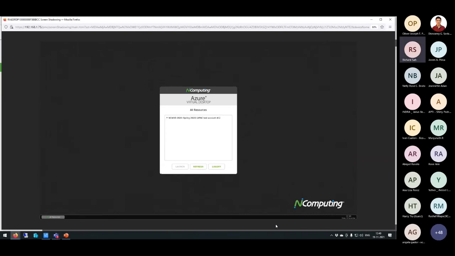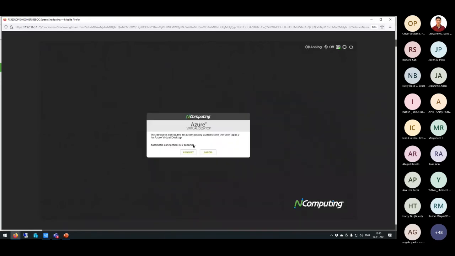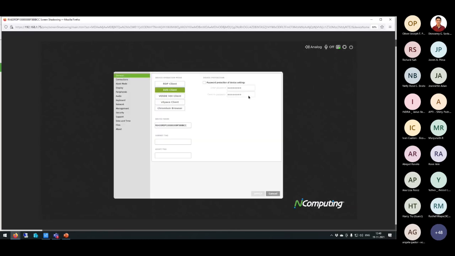Now I have connected to the RX420 device. Just for a quick demo, I have already logged in with my AVD credentials over here. I'll just log off this and then I'll show the device setup. Once I go to the device settings, whatever we are configuring from the PMC side, all the settings can also be configured directly on the device side.